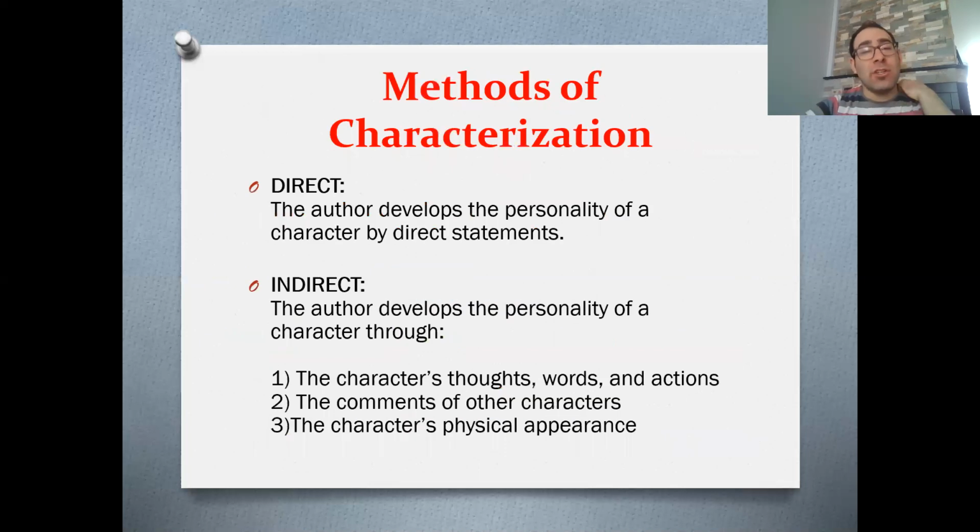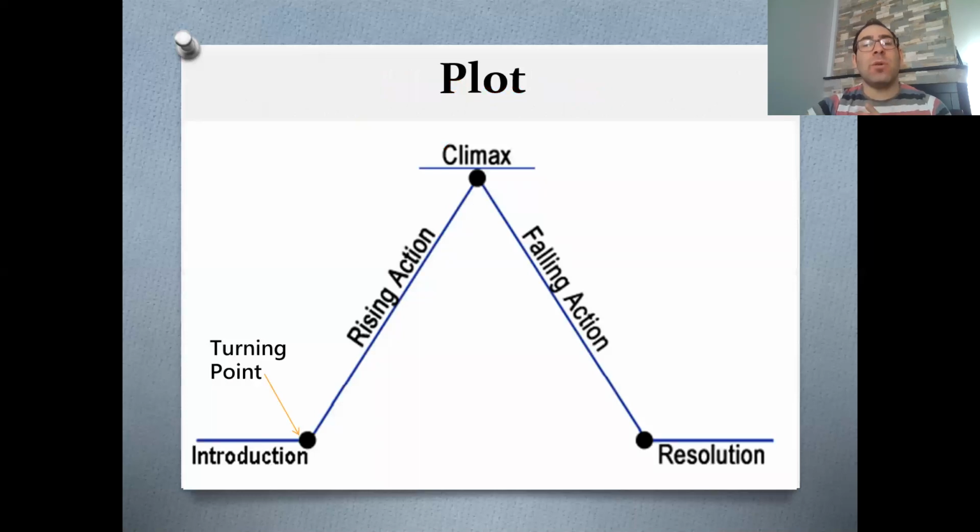Now, methods of characterization. We looked at this already last year when we started with Mockingbird. There are two types: direct characterization and indirect characterization. Direct is when the author literally tells you what the person is feeling, and indirect is when they use particular behavior and events to have you guess and deduce what's going on behind that character's life. This can be seen through the character's thoughts, words, and actions, the comments of other characters, and the character's physical appearance.